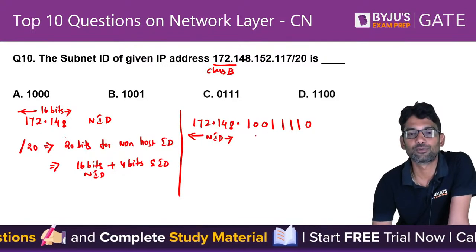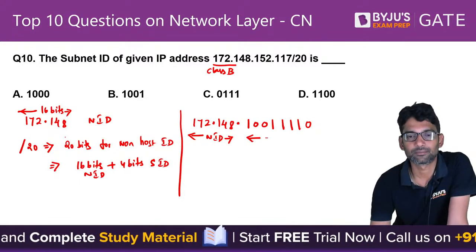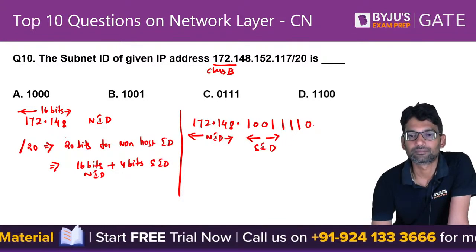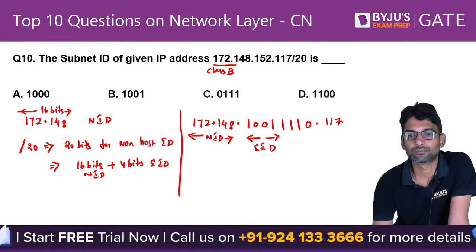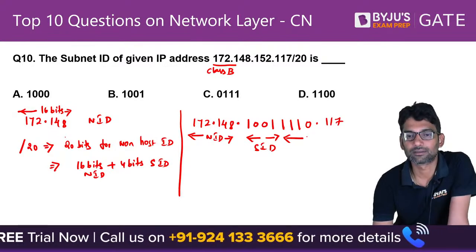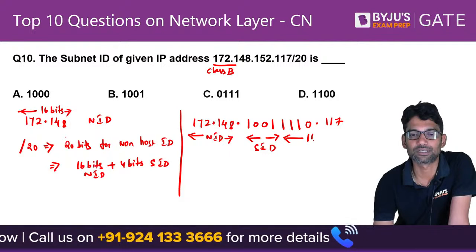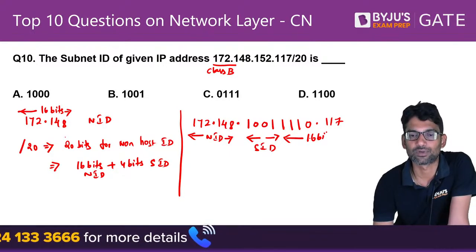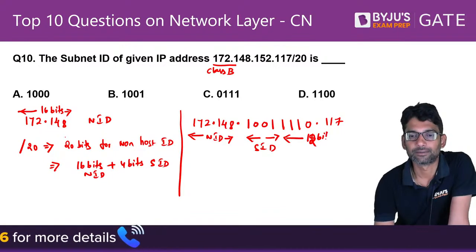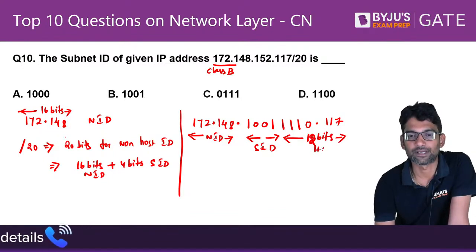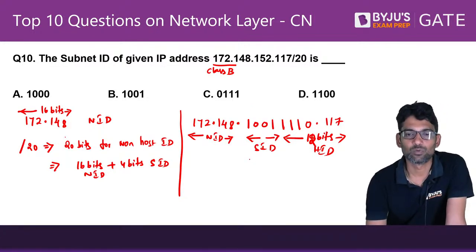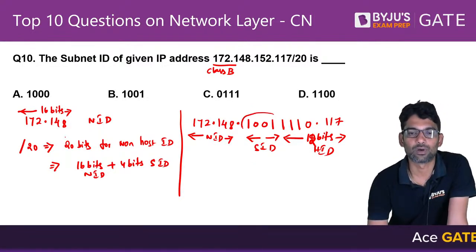the next 4 bits represent subnet ID, while the remaining 12 bits, 8 plus 4, represent host ID. So subnet ID value is 1001.